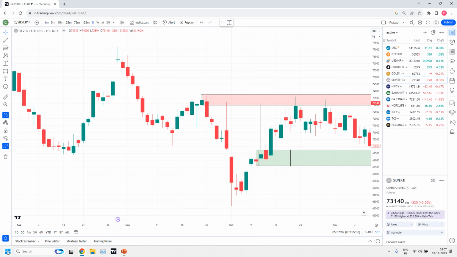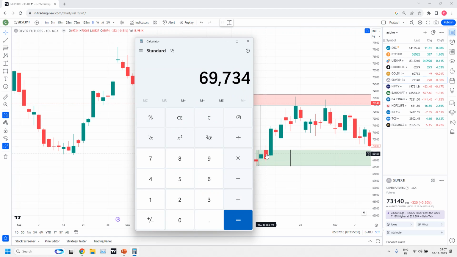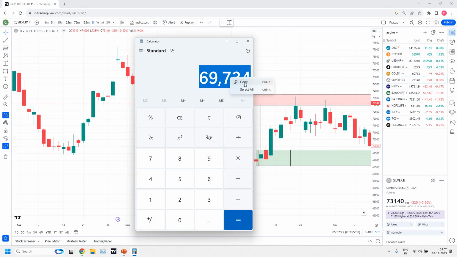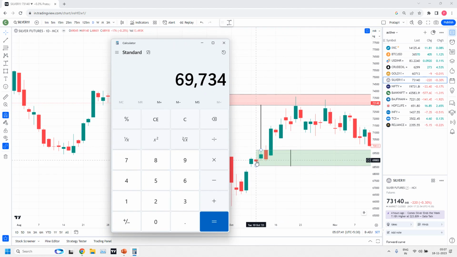69734. Let me take a calculator. 69734. Let me copy it, because we should use this value again for the reward. At that time we can easily paste it. Okay. So 69734 minus the distal line. What is the distal line? The low of these base candles. Which base candle has the lowest low? The first base candle has the low value. So minus, what is the value here?